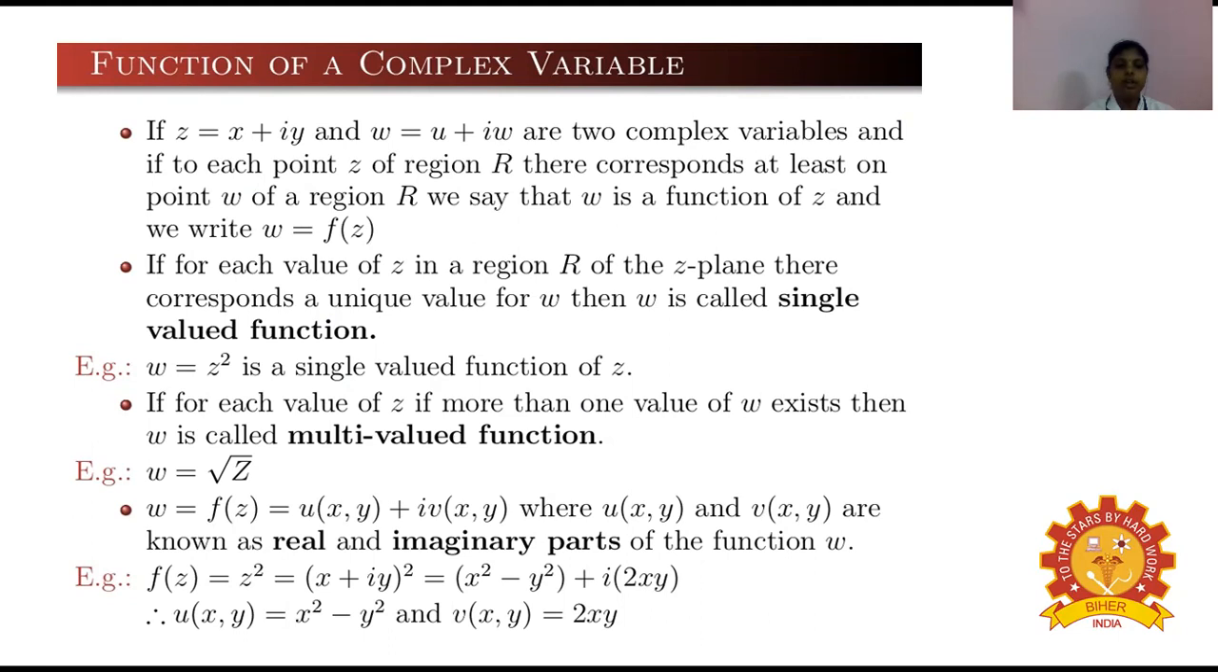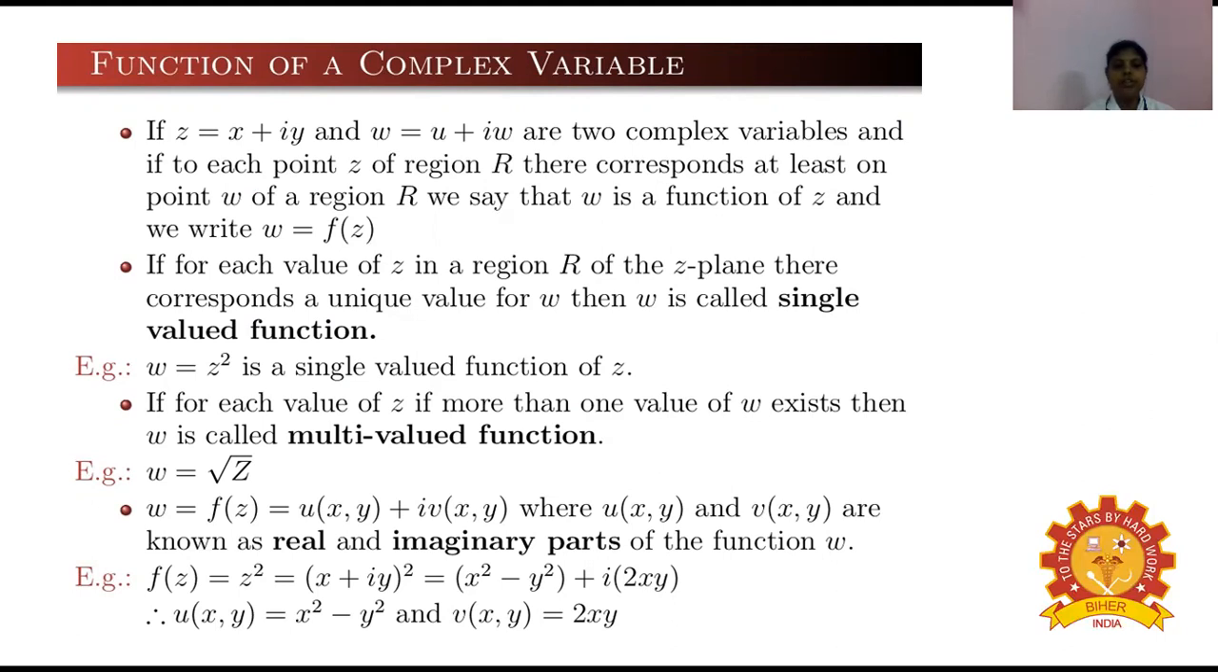Example, w equal to z square is a single valued function of z. Next, multi-valued function. If for each value of z more than one value of w exists, then w is called a multi-valued function. Example, w equal to square root of z.